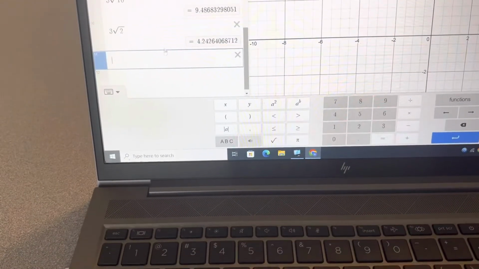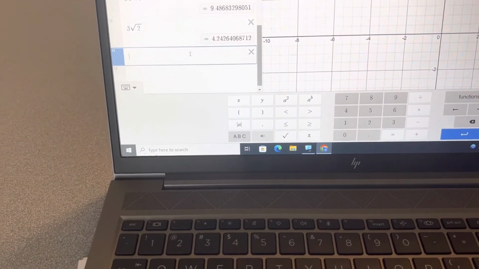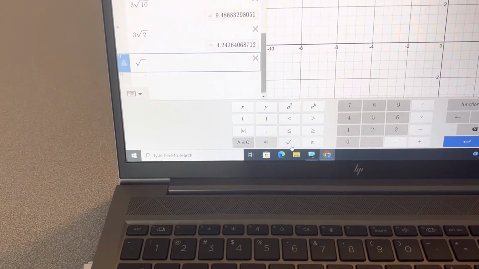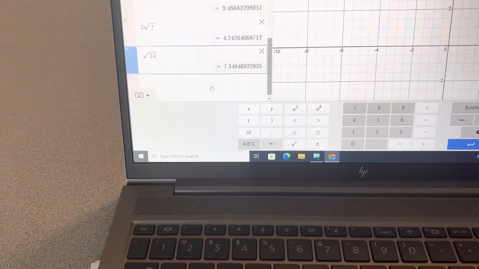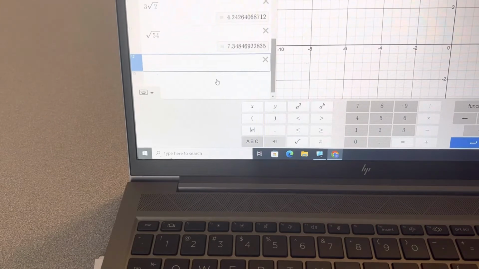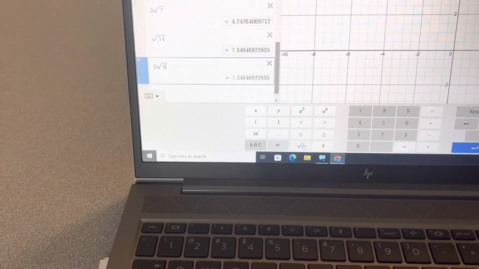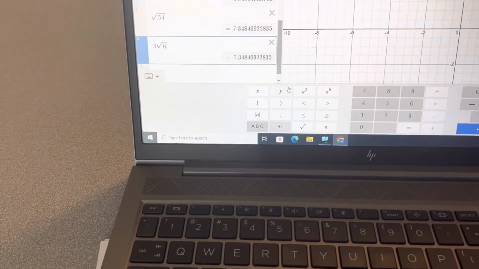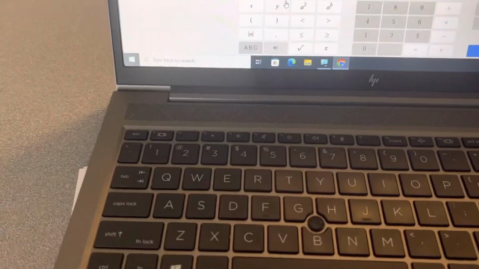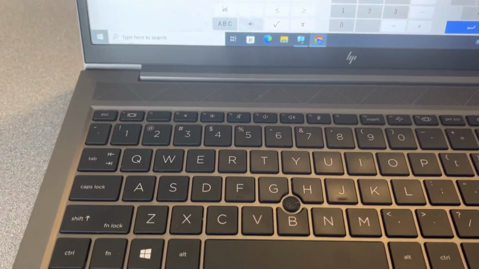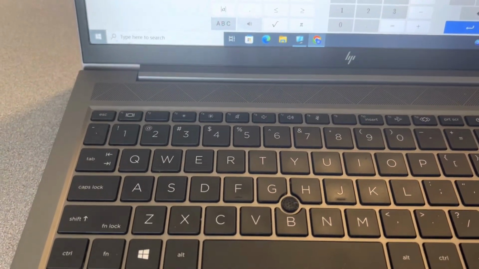Let's check in Desmos again. So we'll put in 54, and then let's put in our correct answer. 3 square root of 6. Okay, correct, we were correct. All right, I'm just going to move on to the next problem. We got a few more to do.